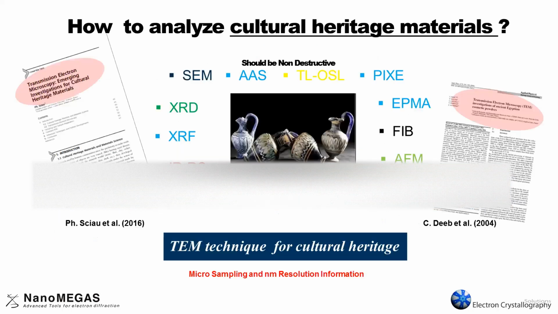There are several techniques used to study cultural heritage materials, but one needs to keep in mind the method should be non-destructive. The commonly used techniques are atomic force microscopy, computed tomography, CT for imaging, electron probe microanalysis, secondary ion mass spectroscopy, and atomic absorption spectroscopy to do elemental analysis. Also thermoluminescence and optically stimulated luminescence techniques are used for dating. And techniques like X-ray diffraction are also used a lot in studying cultural heritage materials.